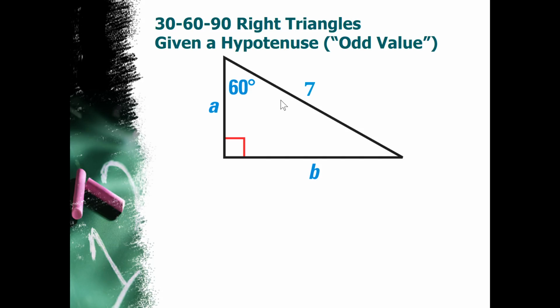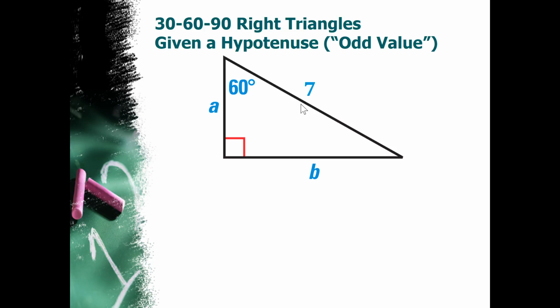This sample is another example of where we're given a hypotenuse value, but this time instead of having an even value, what we have is an odd value. This will be the exact same process that we did in the last example. The only difference is you need to be comfortable with leaving some answers in fractional form. Sometimes you might see them in decimal form, but for the most part, from my experience, most authors leave them in fractional form.